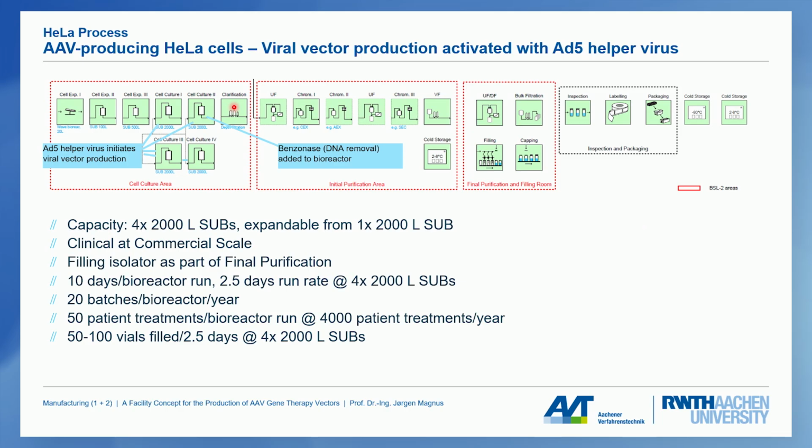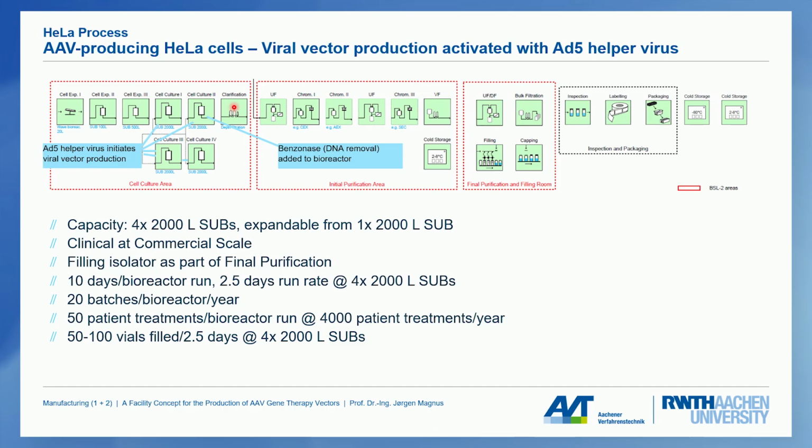Then we have the purification area with all the chromatography units and the filtration units. We have the filling room with the filling machine, also the final formulation, another ultra and diafiltration step. And then finally the inspection, labeling and packaging room.